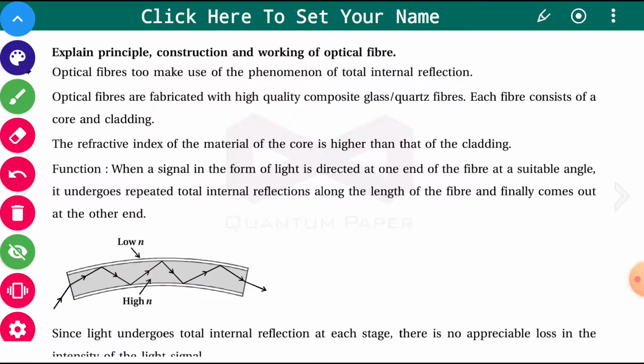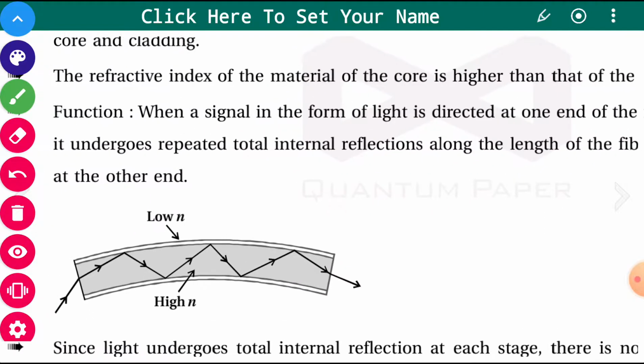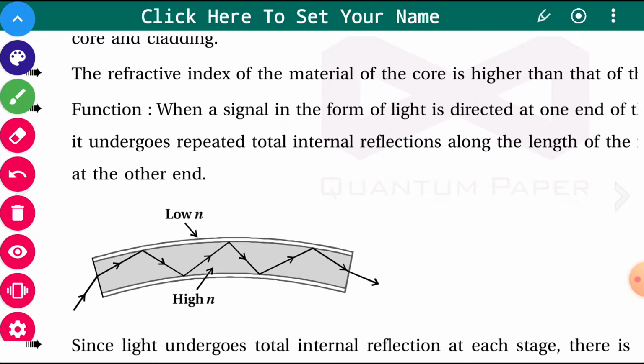The refractive index of the material of the core is higher than that of the cladding. So the refractive index of core is more than that of cladding. Now, function. Try to understand. Okay, what happens here? This is the beam of light which is incident on the core at a suitable angle.